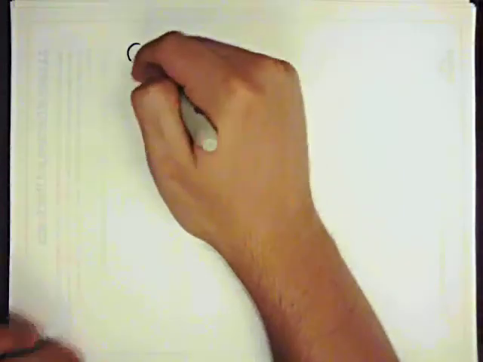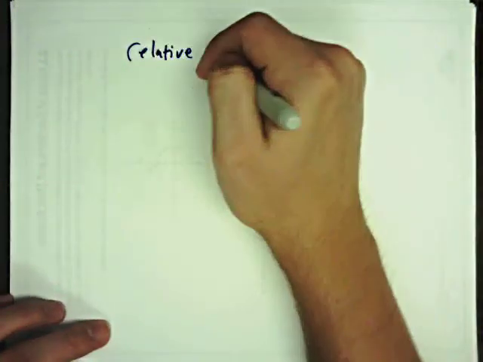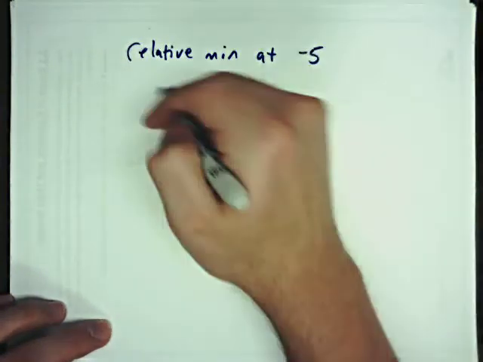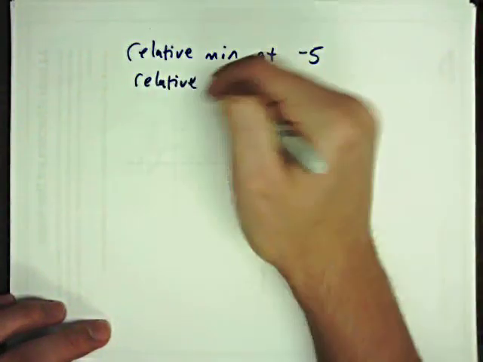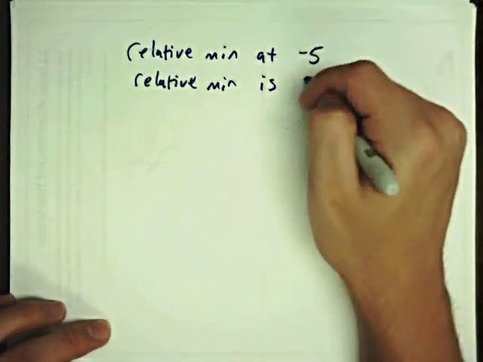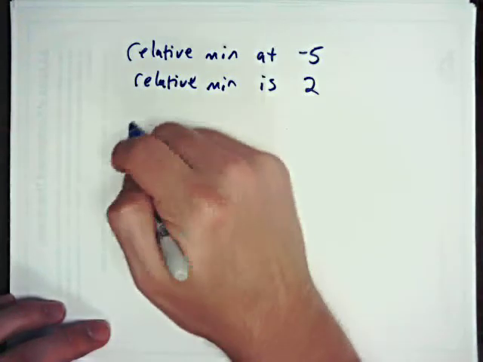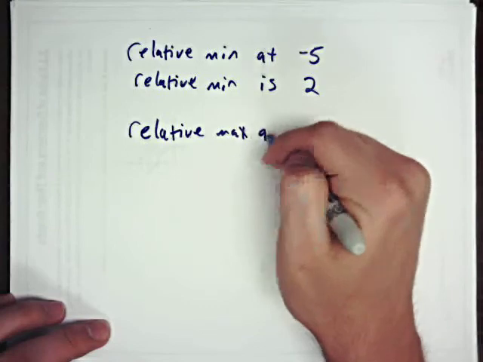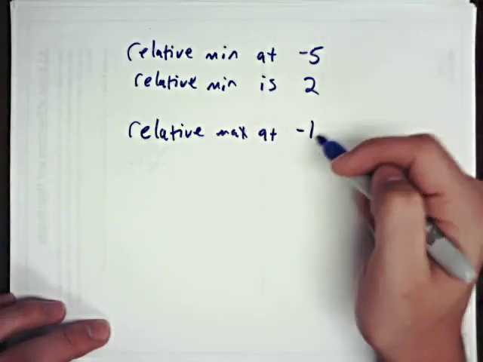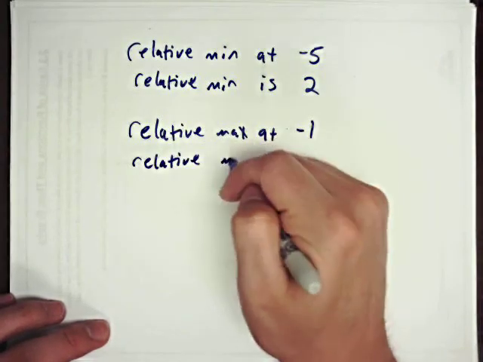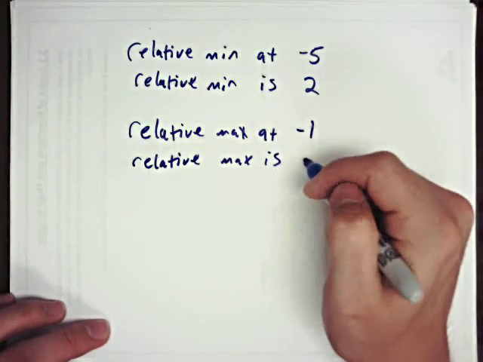Okay, so we'll say relative minimum at -5, and the relative minimum is 2. Relative maximum at -1, and the relative maximum is 6.